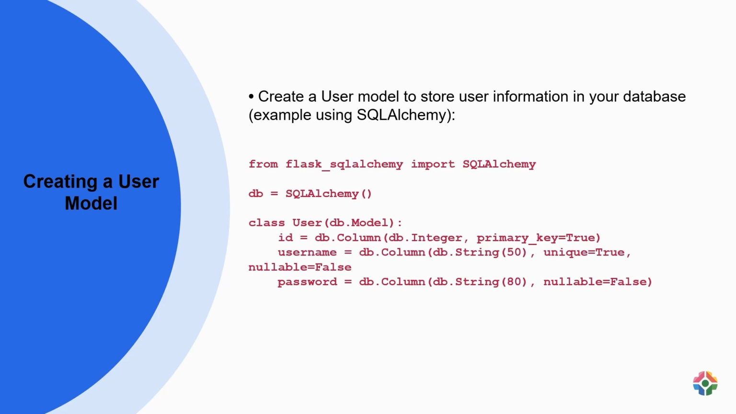Example, Python: from flask_sqlalchemy import SQLAlchemy, db = SQLAlchemy(), class User(db.Model), id = db.Column(db.Integer, primary_key=True), username = db.Column(db.String(50), unique=True, nullable=False), password = db.Column(db.String, nullable=False).